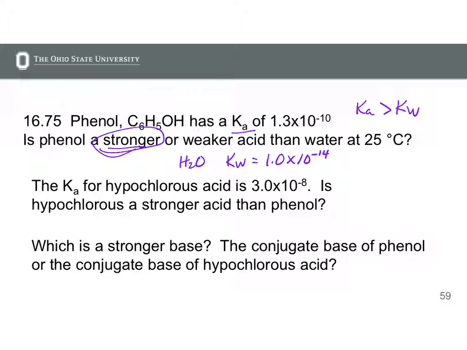Likewise, when we're comparing the Kas for phenol and hypochlorous acid, the weak acid that is stronger is going to have the larger Ka. So hypochlorous acid has a 3 times 10 to the minus 10 Ka. And so if we compare that to phenol, this is larger, so hypochlorous acid is a stronger acid.